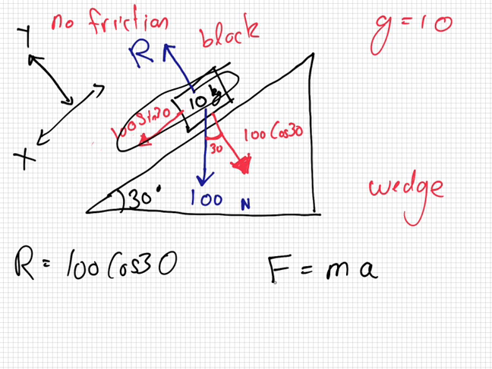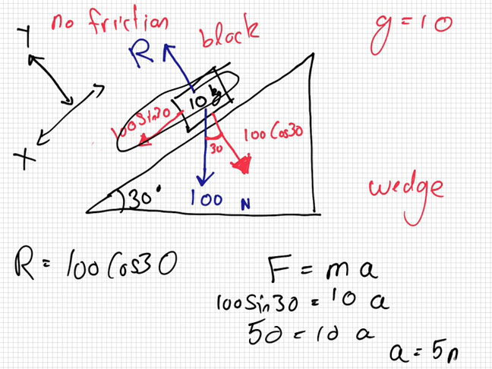What's the F? It's 100 sine 30. What's the M? M is 10. So this is 50 equals 10a. So the acceleration is 5. Isn't it? Yeah. Now, final question, and then you can go.